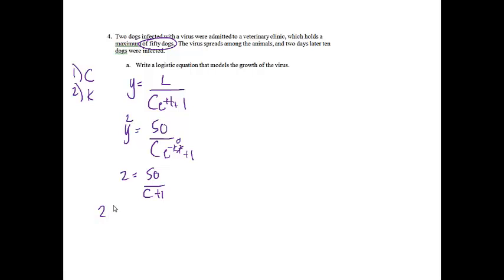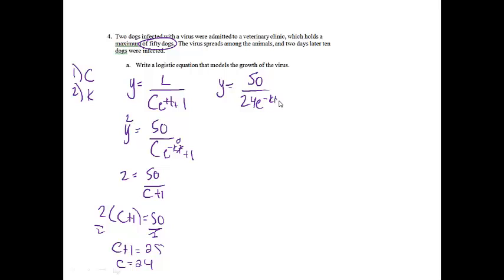If I cross multiply, I'll get 2 times the quantity c plus 1 is equal to 50. If I divide both sides by 2, I'll get c plus 1 is equal to 25, and then subtracting 1, we'll get c is equal to 24. So my equation is now going to be y equals 50 over 24 e to the negative kt plus 1. So we now need to find k.